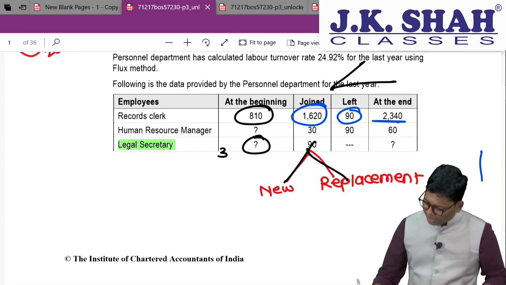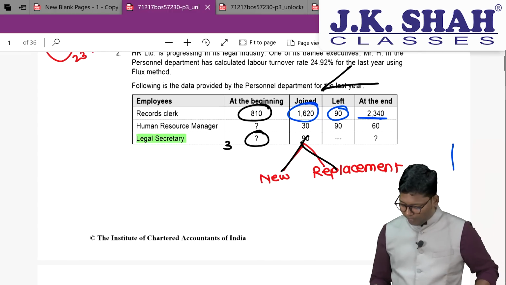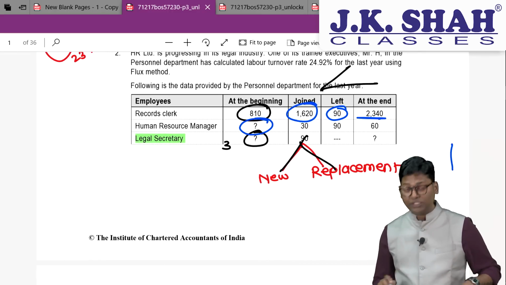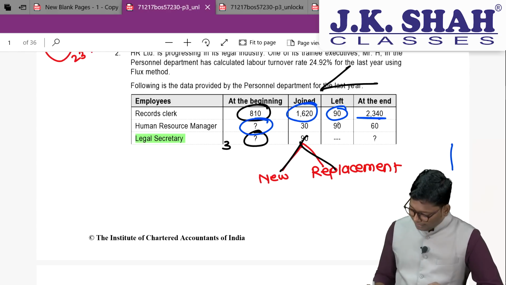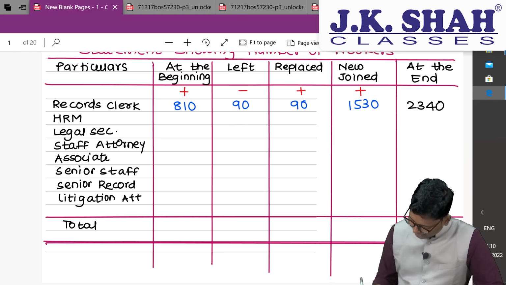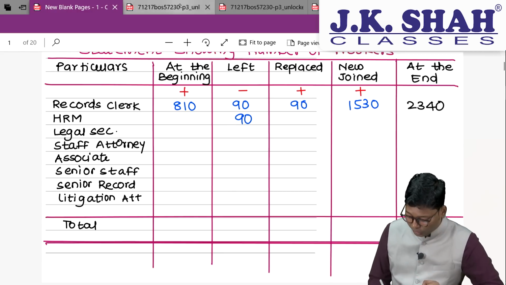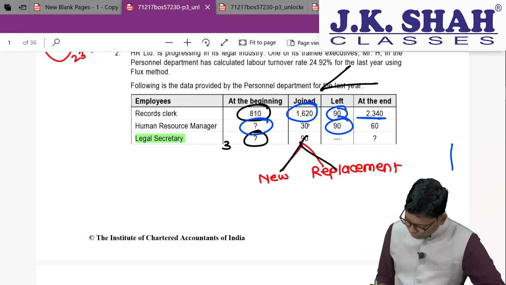Second post is HRM. HRM is your human resource manager. Now, for human resource manager, no information is available for the beginning. They have given you 90 left employees. So in the left column I am recording 90, correct? Left I have recorded 90 employees. If 90 are left, you should check how many new employees have joined. Total joinees are 30.